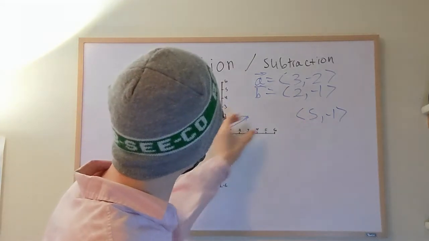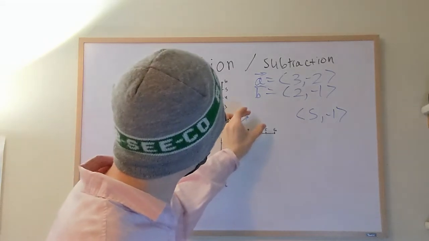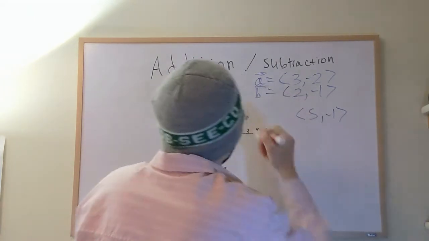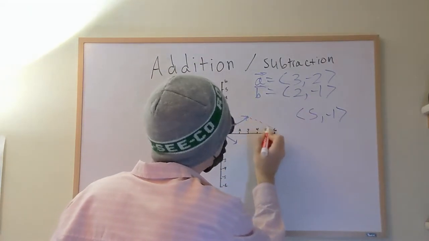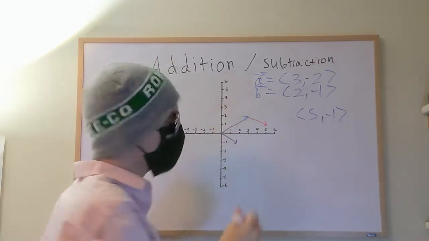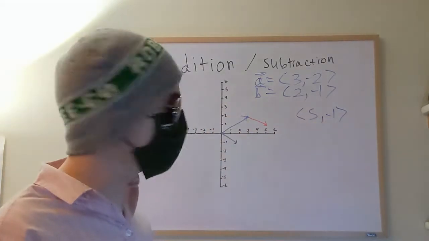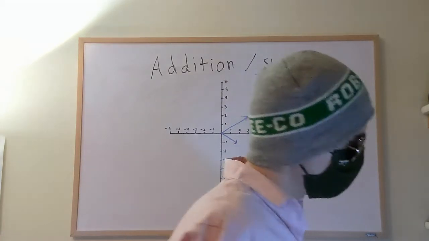Let's move it right here to take A. We're going to take the tail of B, move that up here, and that puts us right here. And then there we go. That is our answer, and we can validate that it ends there, and we get 5 and negative 1.